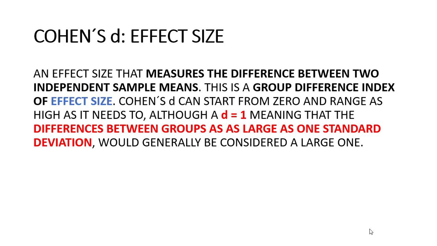What is this? Cohen's d is an effect size that measures the difference between two independent sample means. This is a group difference index of effect size. Cohen's d can start from 0 and range as high as it needs to, although a d with a value of 1 means that the difference between the groups is as large as one standard deviation, and this would be considered a large difference. Okay, so we're going to learn how to calculate Cohen's d, and this is going to tell us whether there's a large difference or not.